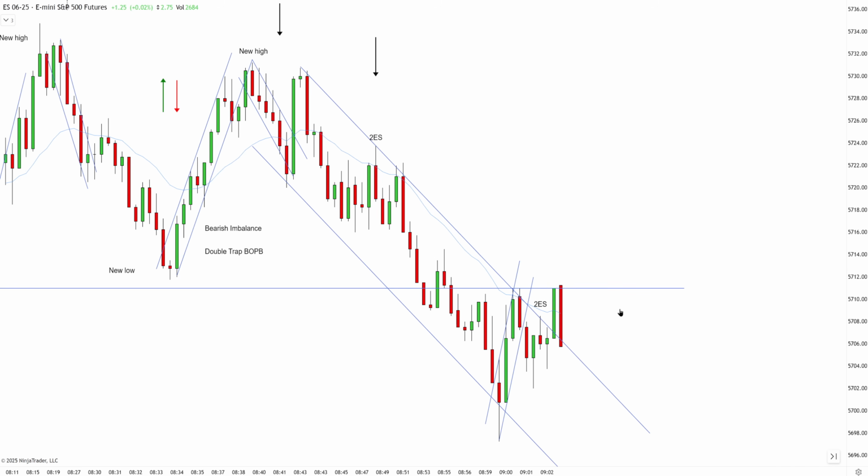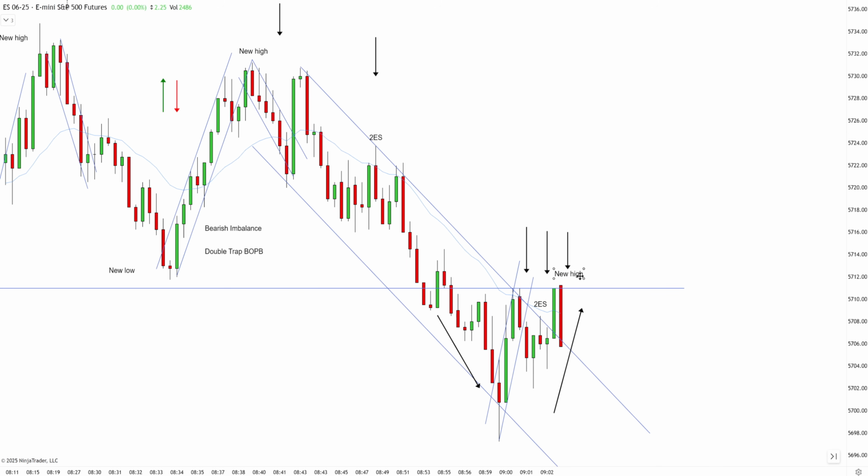Can we correct? Yes, we can. We have a double trap and we have the breakout pullback pattern. We broke the key level, came back, and tested it. And right now, this key level is acting as a resistance. So this is the breakout pullback pattern, break and retest. This short-term uptrend also played out with the break of the new high.